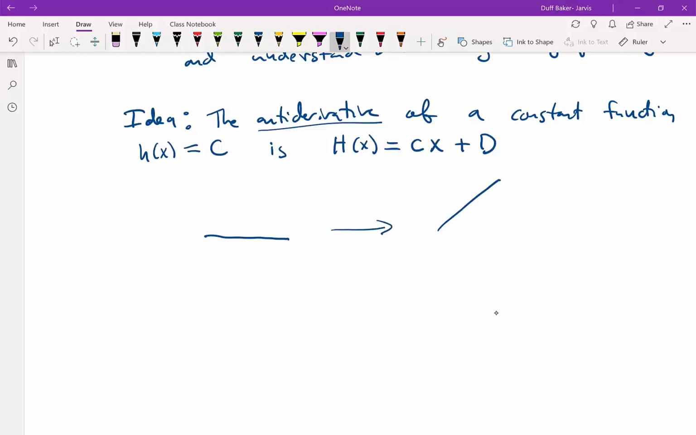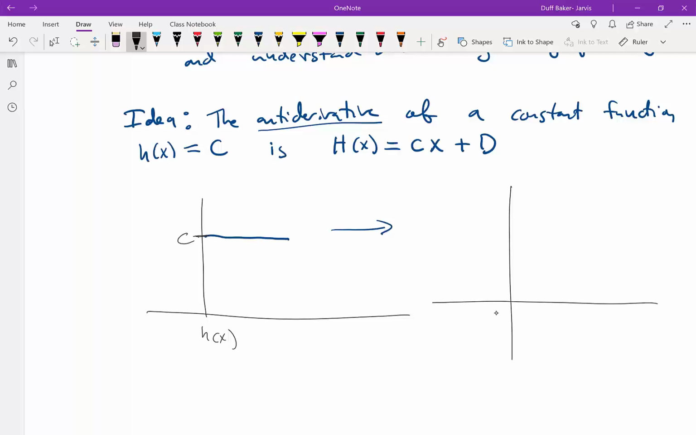Maybe it'll help if I put some references in here. So this would be h of x. If I draw the corresponding version for the antiderivative, it's going to be some slanted line. And the important thing is that it'll have slope equal to c, right? So it turns a horizontal line into a sloped line with slope c. Okay, so that's the key observation that everything hinges on.